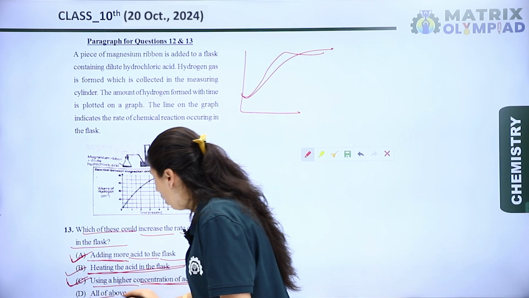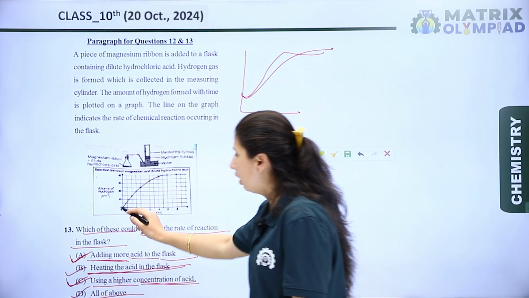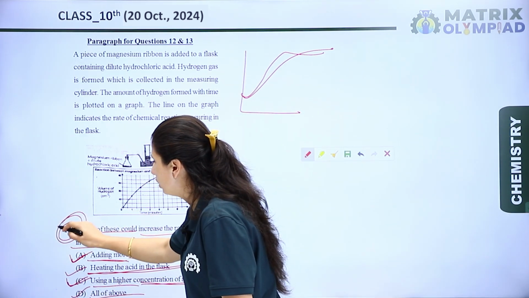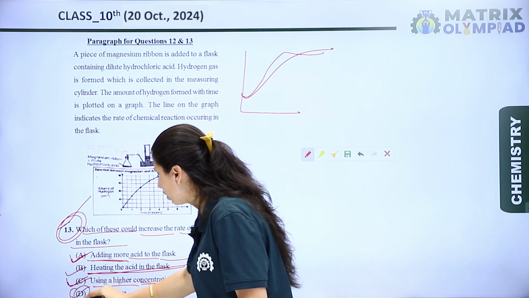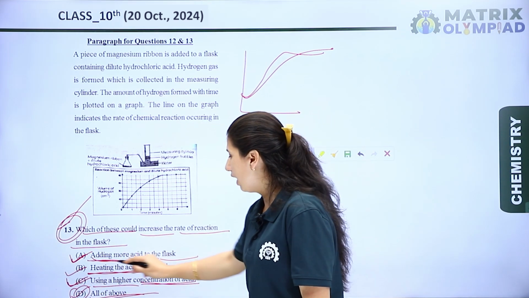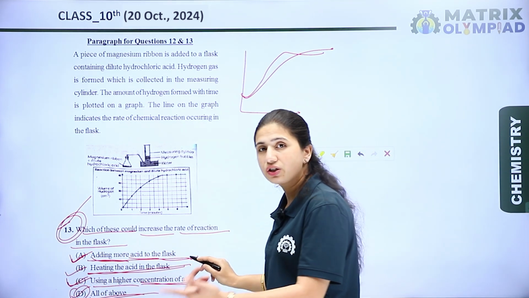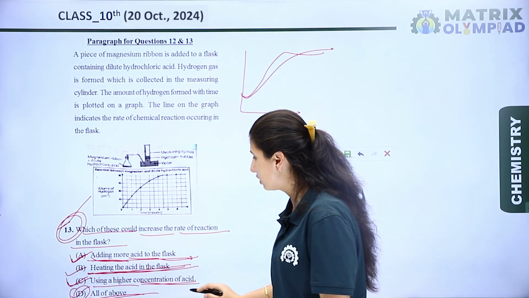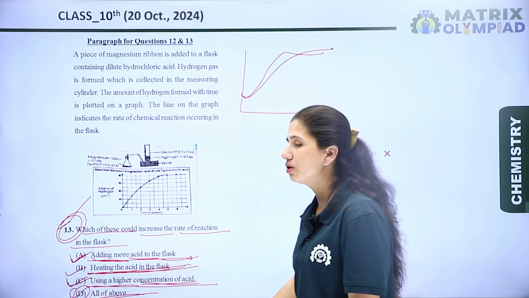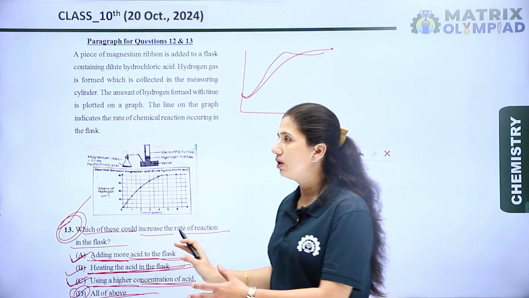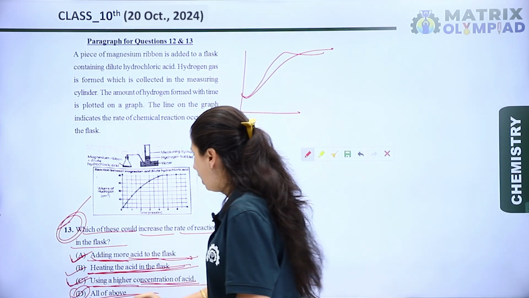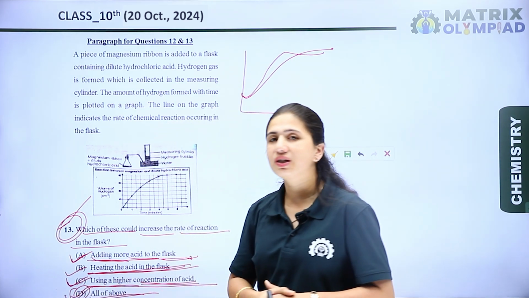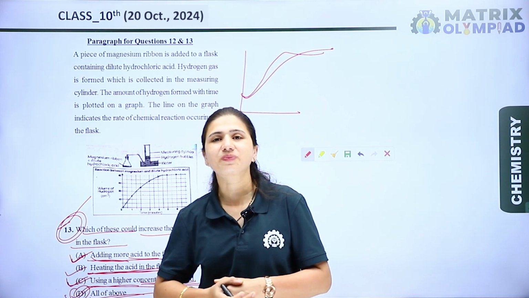Now next is all of the above. So question 13, option D, all of the above. It means when we add more acid to the flask, the reaction becomes faster. When we heat the substance, the reaction becomes faster. And when we use a higher concentration of acid, the reaction also becomes faster. So option D, all of the above, is the right option for this question.